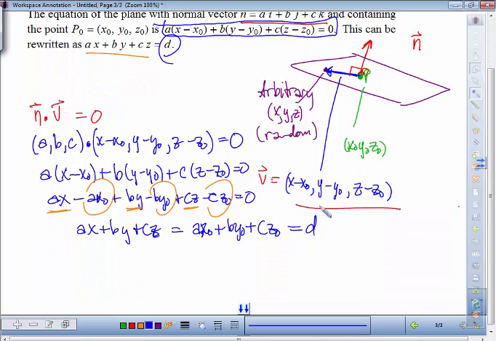Let's take this a step further. These two sides look awfully alike. Tell me what they have in common. They have A, B, and C, right? Looks like it's written neatly there, if you can read my handwriting. So A, B, C there. And then the only difference is the x, y, z on one side, x naught, y naught, z naught on the other side.